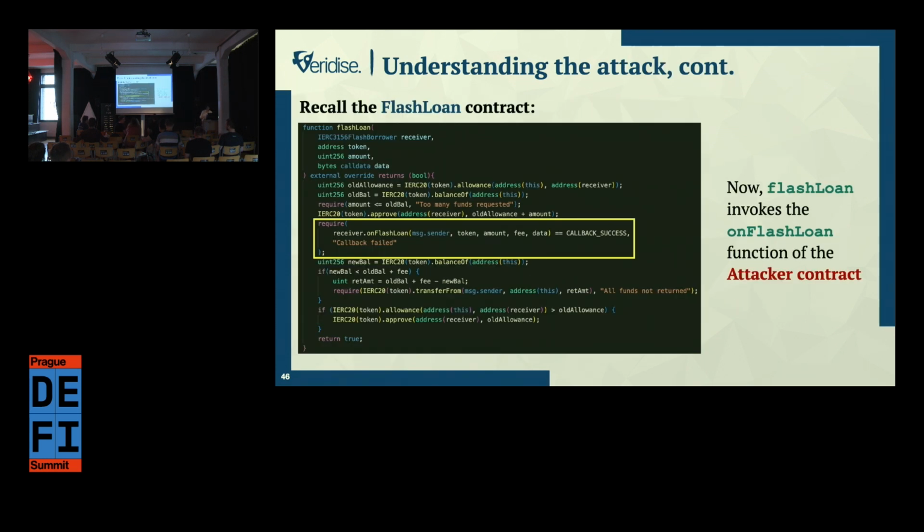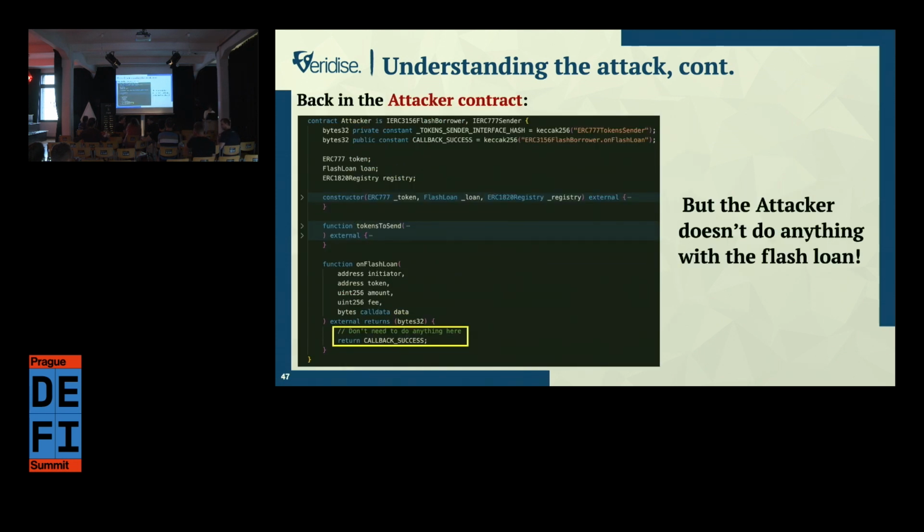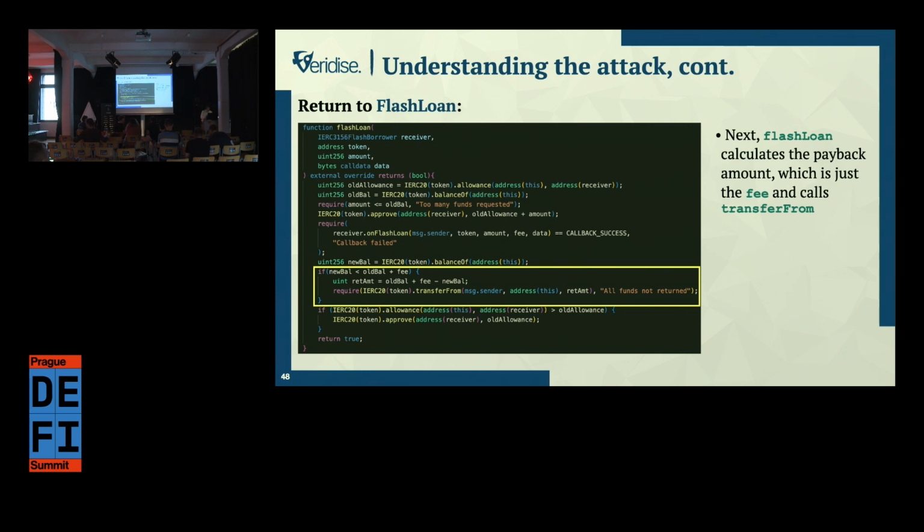We come back to the FlashLoan contract and we see that it invokes the onFlashLoan method. And in this onFlashLoan method, as I mentioned initially, the attacker is supposed to use the borrowed funds in some way. So let's see what happens in this method. If we go back here in the attacker contract, we see that the attacker does absolutely nothing with the FlashLoan, and it simply returns this callback success, which will bring us back to the FlashLoan contract.